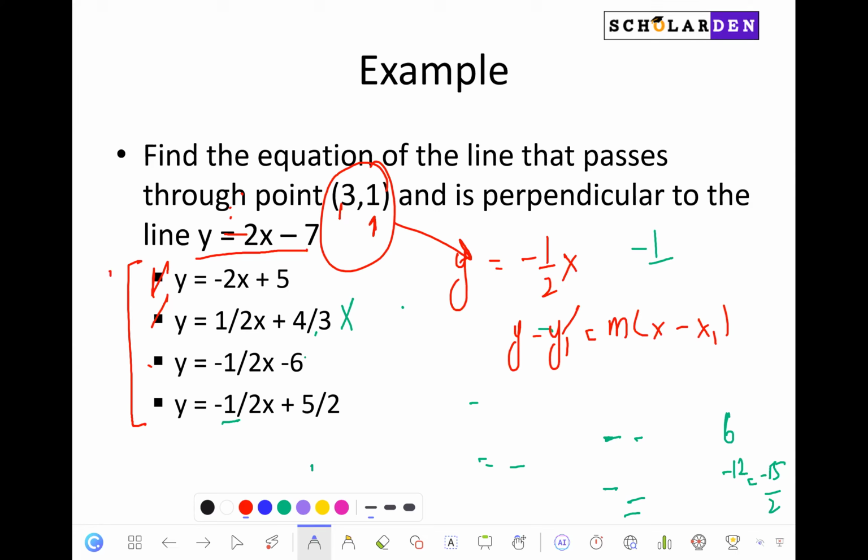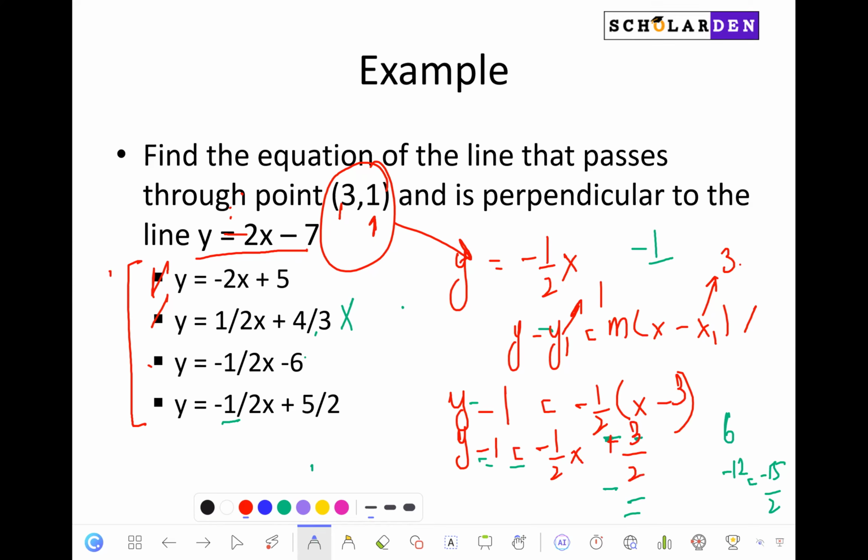And what is y1 over here? y1 is 1. And what is x1 over here? x1 is 3. Let's do that quickly. y minus 1 is equal to minus 1 by 2 times x minus 3. So this is y minus 1 is equal to minus 1 by 2x plus 3 by 2, and so y is equal to minus 1 by 2x plus 3 by 2 plus 1. If we add 3 by 2 and 1, we get 3 plus 2 over 2, which is 5 by 2. So the intercept we get is indeed 5 by 2.